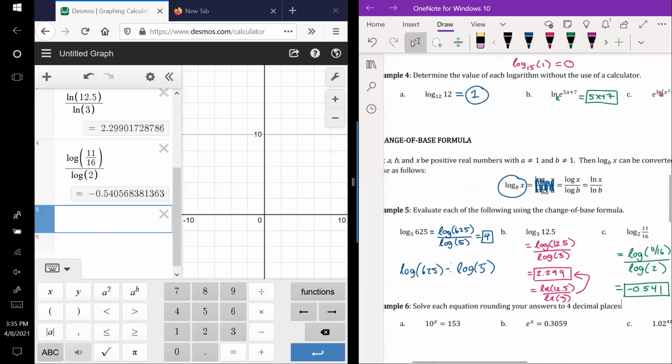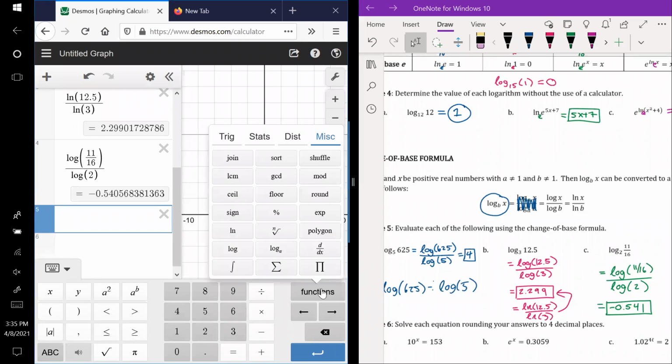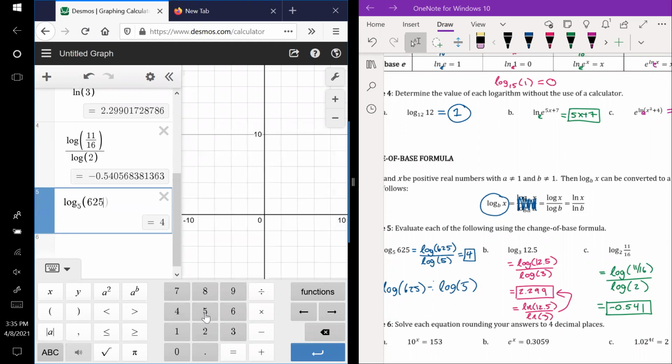So you may have caught it, you may have not. But if you look at Desmos, and if you happen to have a TI-84 or above, you can actually type in log bases here. So if I did log base 5 of 625, look at this. I can type in 5 and then 625 and boom. Very nice.